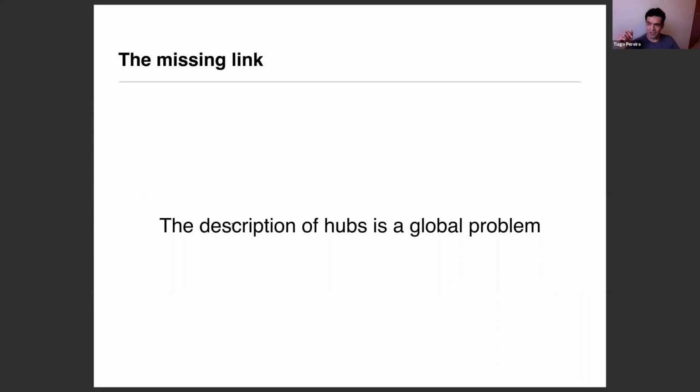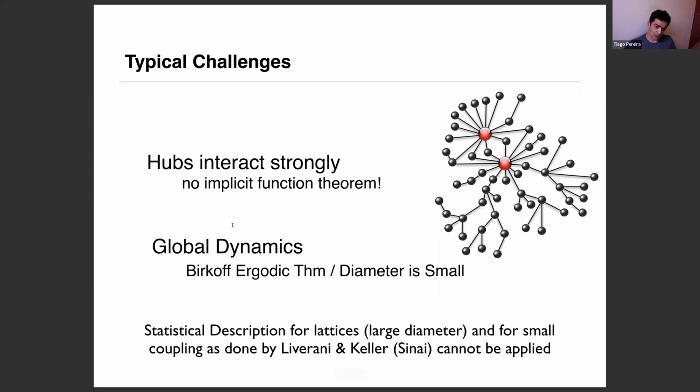The dynamics of the hubs is slightly more complicated. So let's discuss, because the dynamics of the hubs now will become a global problem. The first thing to notice is that the hubs actually interact quite strongly with the other nodes. So it's very hard to cook up some kind of implicit function theorem to make things work.